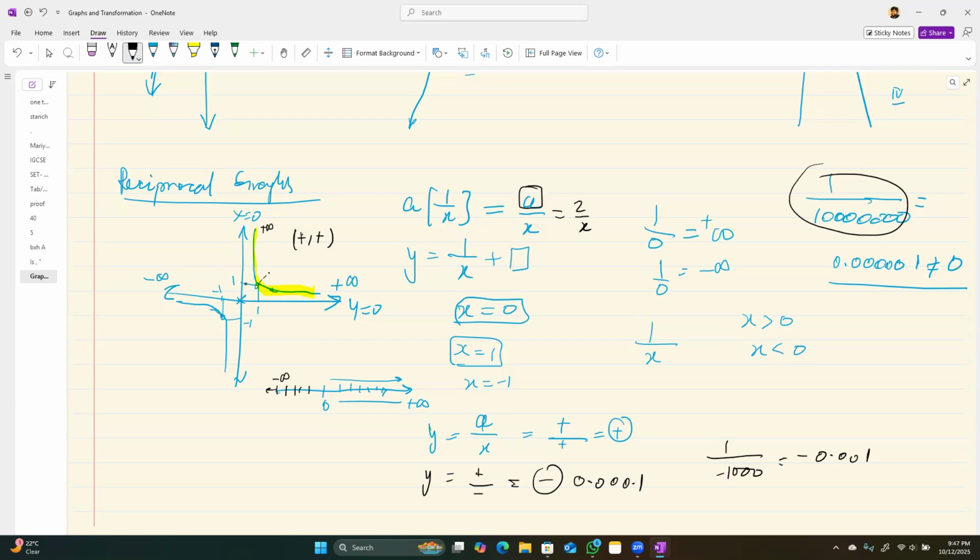So it will keep extending towards it, but it is never going to touch the negative x part of the x-axis. So this extension will be there towards positive infinity and negative infinity. This is what happens when my a is greater than 0.